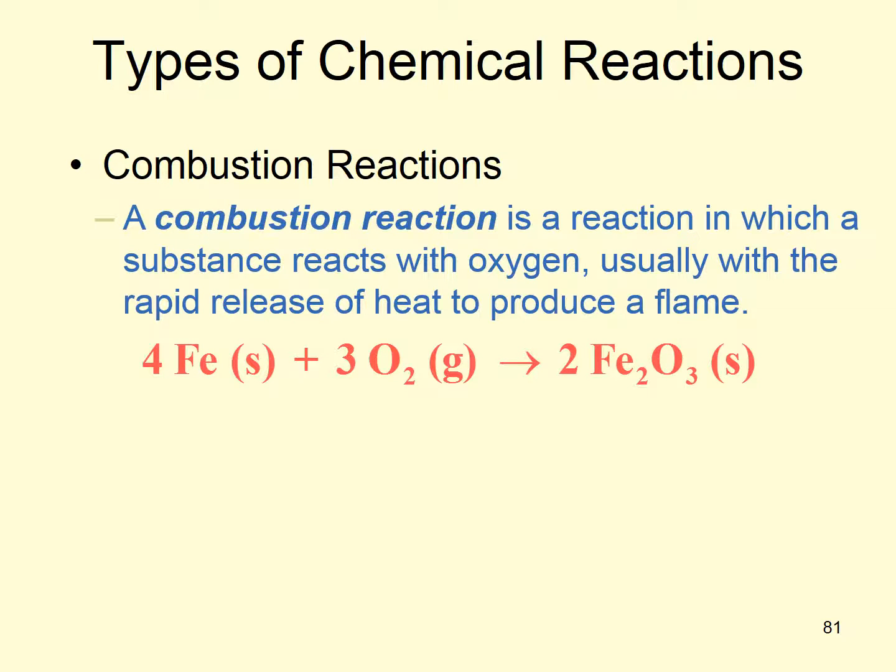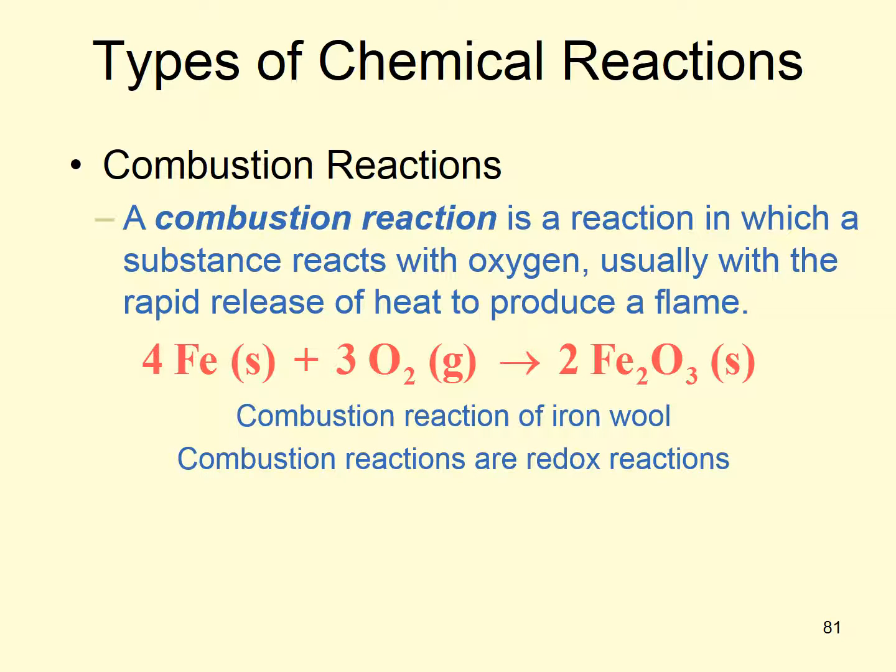This is actually the rusting equation again, but if you took iron, like steel wool or iron wool, and reacted it with oxygen and lit it, it would burn brightly and give off a lot of energy. So this is a combustion reaction, iron. And all combustion reactions are redox reactions. So iron is going from 0 to +3, so it's been oxidized. Oxygen is going from 0 to -2, so it's been reduced.